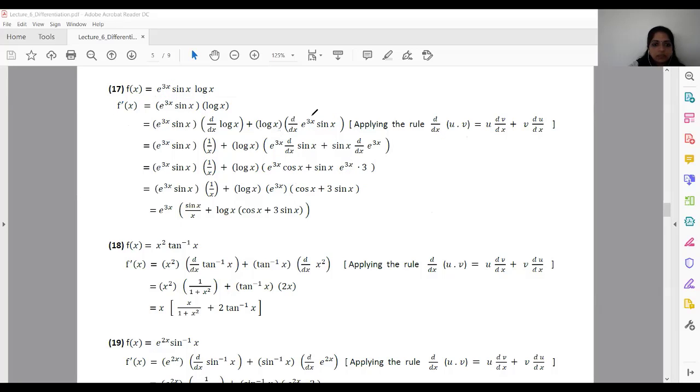The next one is x square tan inverse x. X square is u, tan inverse x is v. X square, keep it same. The derivative of tan inverse x is 1 upon 1 plus x square. Tan inverse x, keep it same, and the derivative of x square is 2x. By taking x common, our answer is x upon 1 plus x square plus 2 tan inverse x.